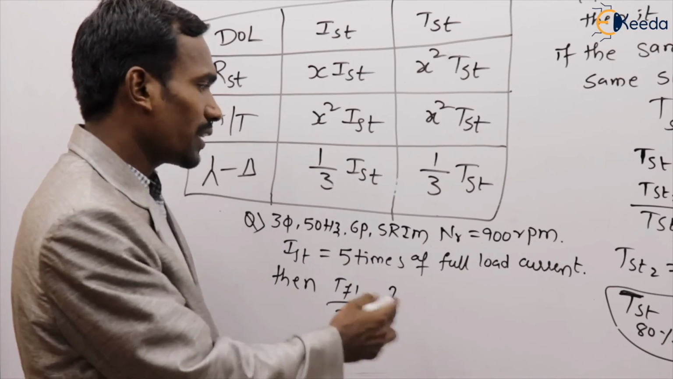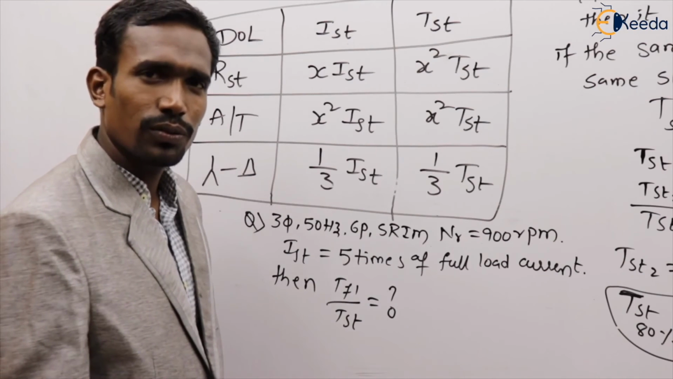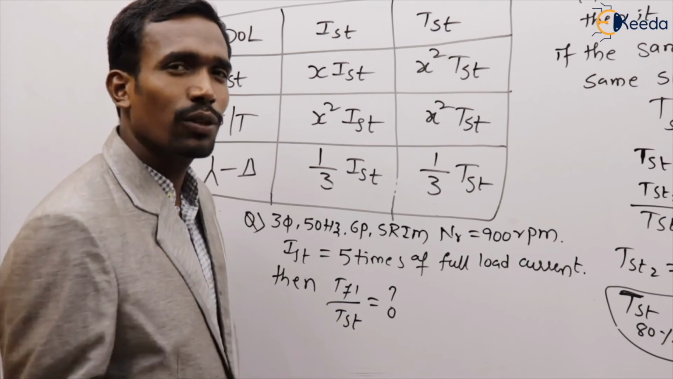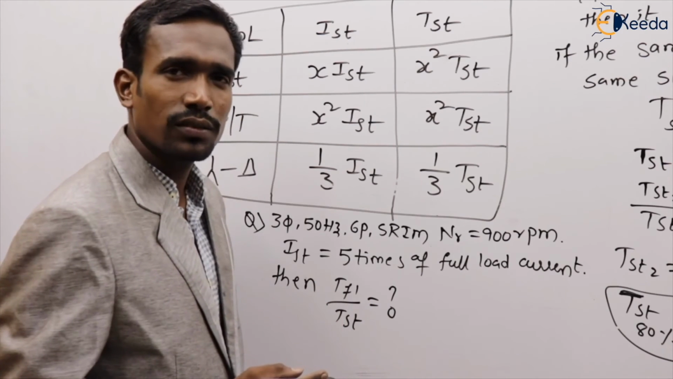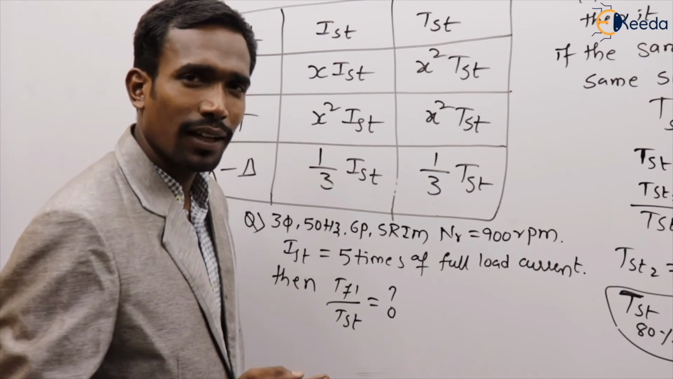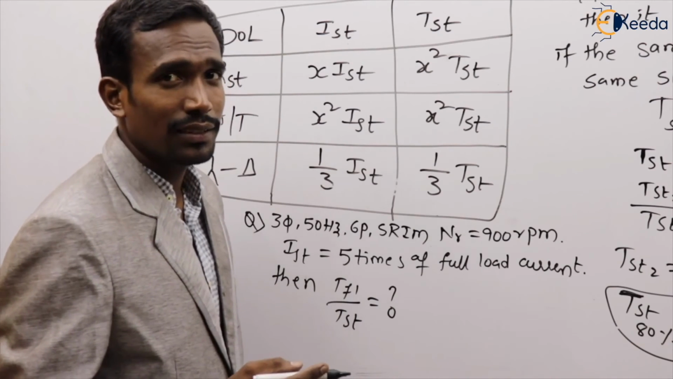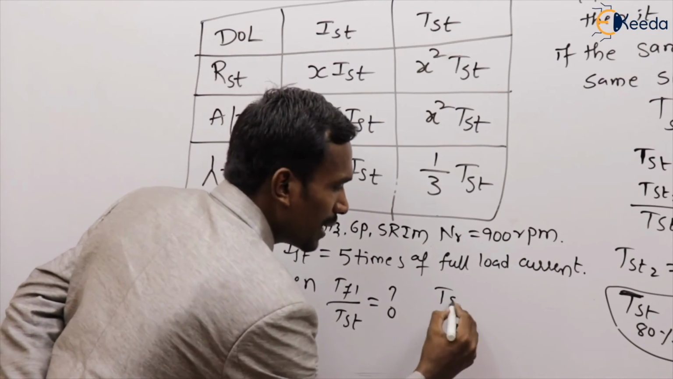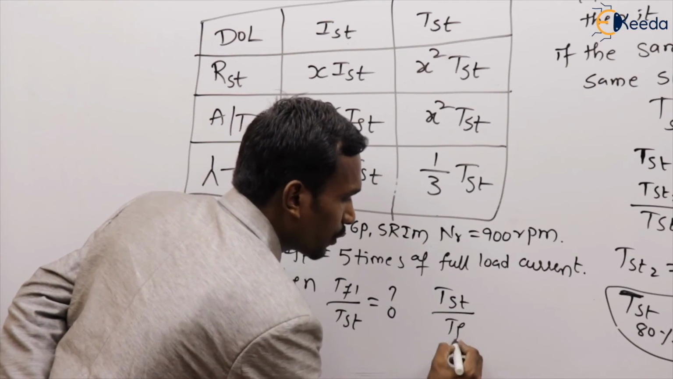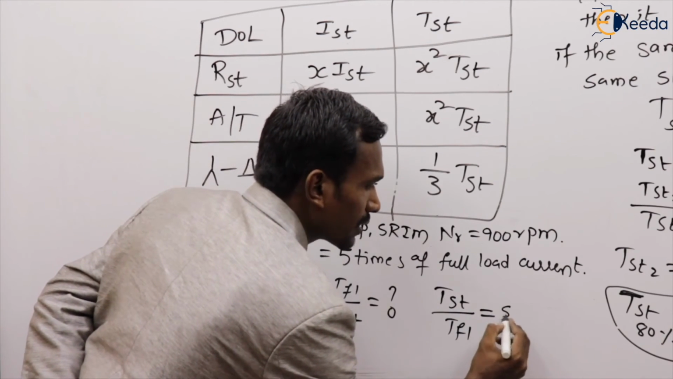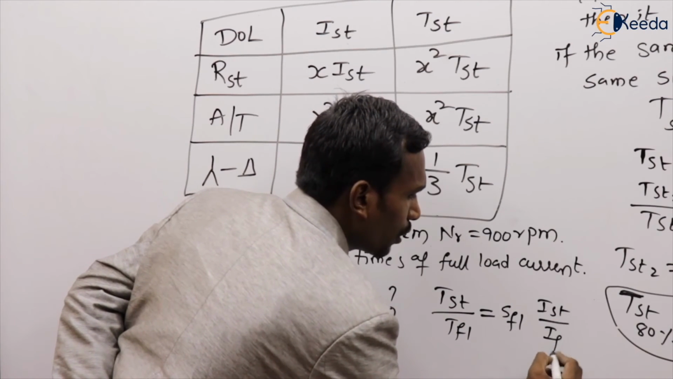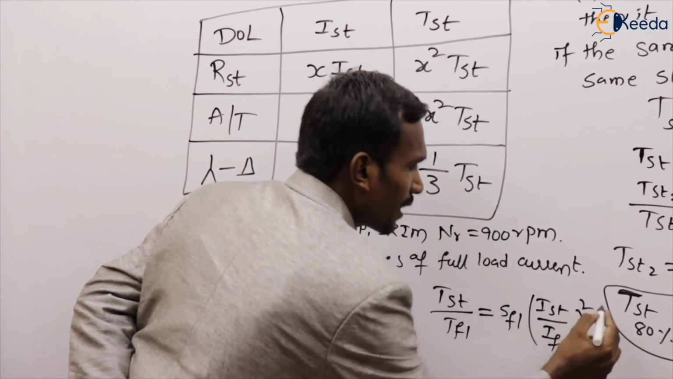Tell me the answer fast. Hold the video and do the question. Okay. Completed. Let's see. Actually, we have a formula. Starting torque to the full load torque is equal to slip at full load into starting current to the full load current whole square. This is the formula.